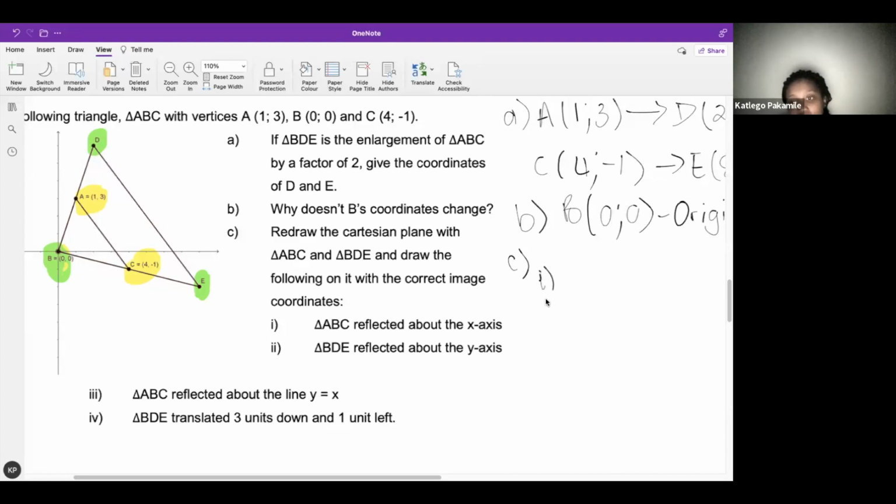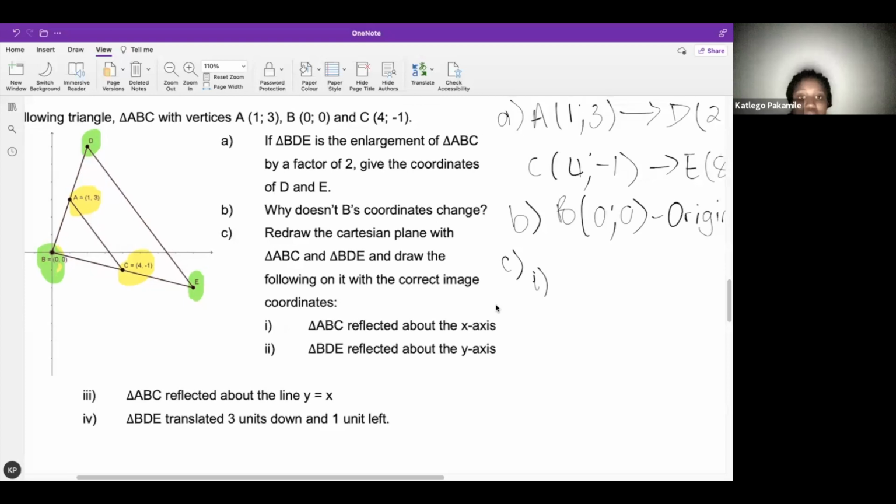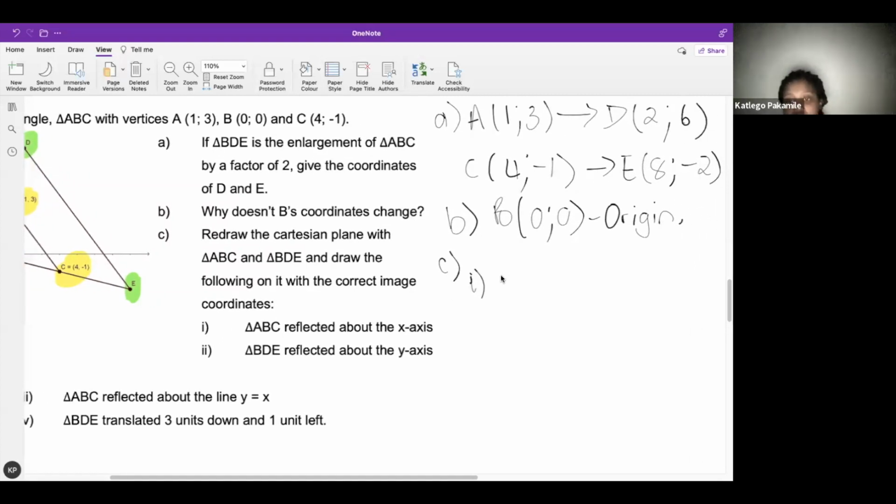Number one says we are reflecting ABC on the x-axis. So, let me remind you guys, the coordinates of A was 1, 3. Coordinates of C was 4, -1. And as we said, B is 0 and 0. Now, if we're going to reflect this on the x-axis, what's going to be different from our coordinates? The y will change signs.